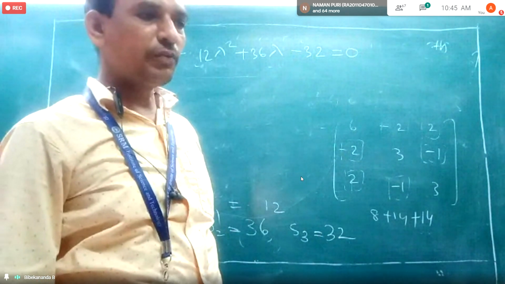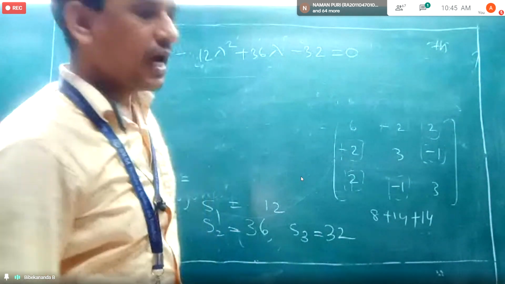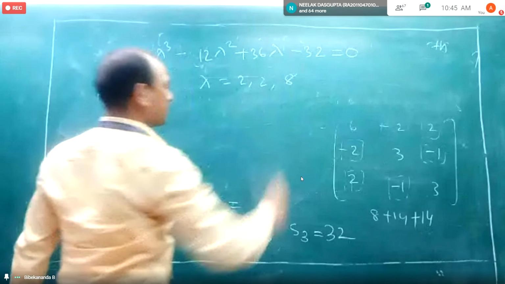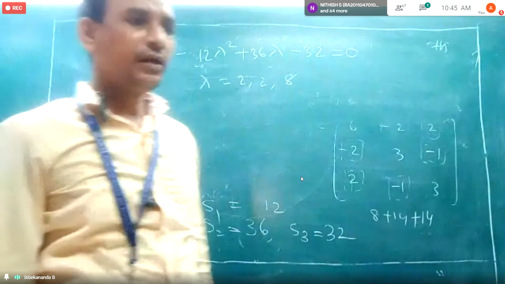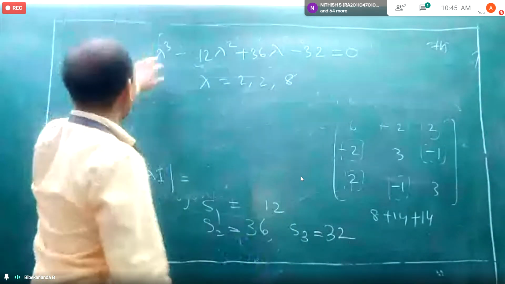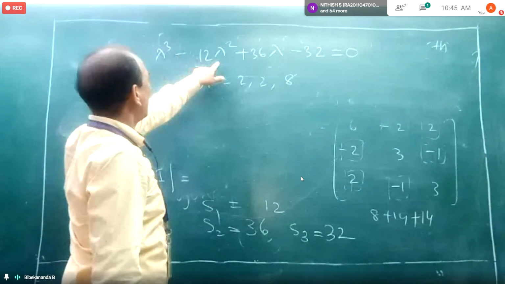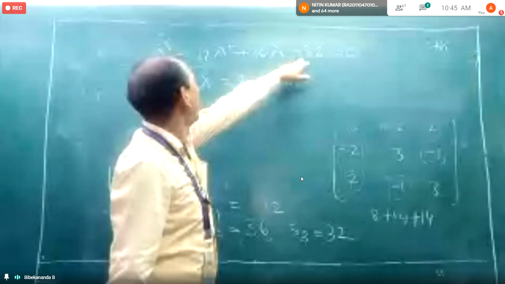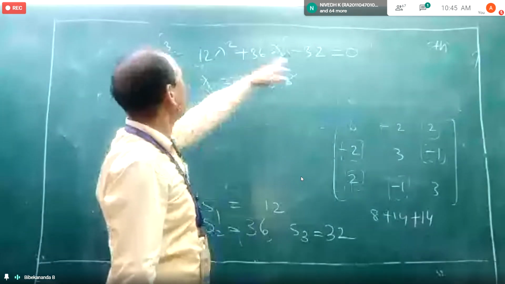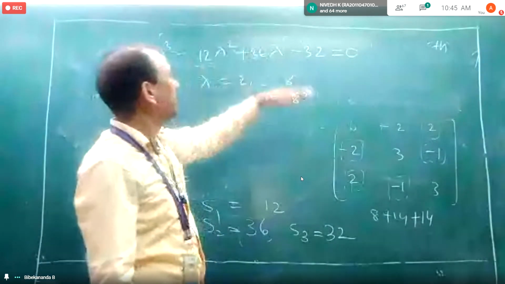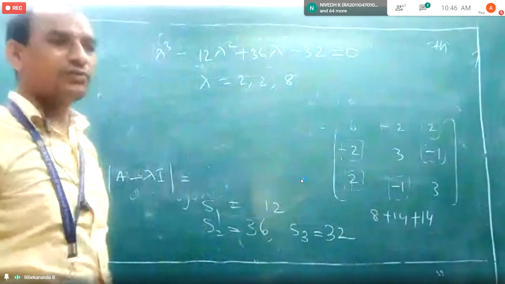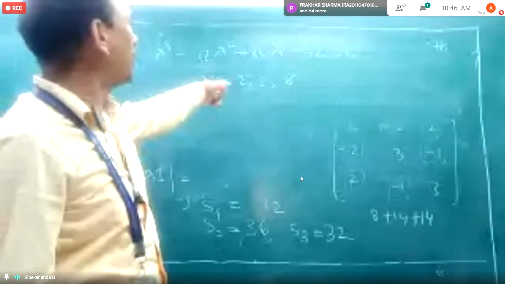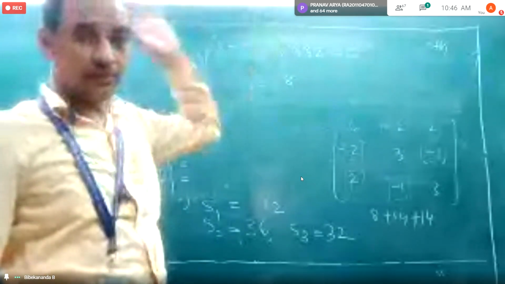Now can you tell me what the eigenvalues are? The eigenvalues will be 2, 2 and 8. If you put lambda equal to 2: 8 minus 48 plus 72 minus 32, and you add these up, you will find that it satisfies. Similarly, you can go for lambda equal to 8, and you will get it.